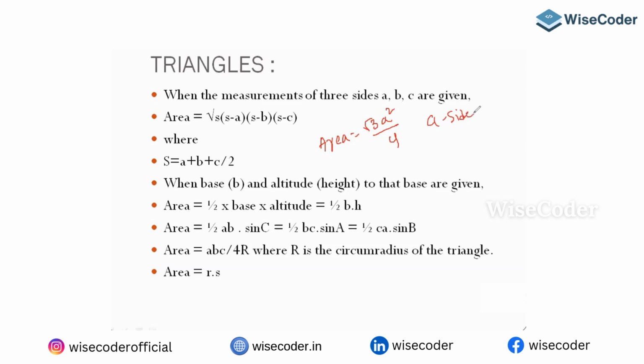Okay. If you want the height of an equilateral triangle, then that is nothing but root 3 a by 2. Okay, root 3 a by 2. This is the equilateral triangle formula.